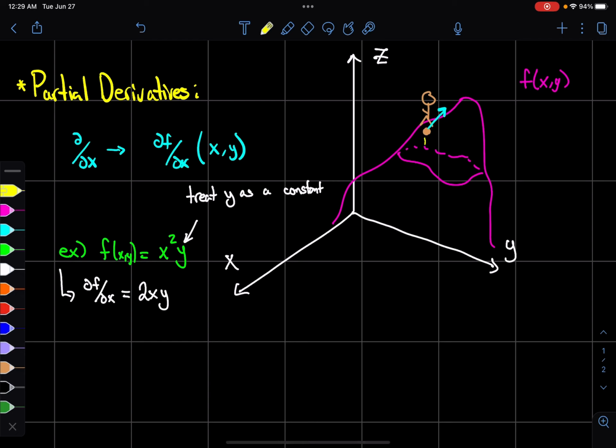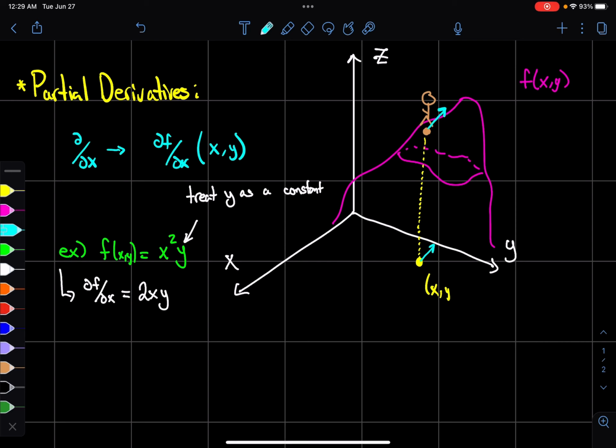At this point, where I'm standing on my mountain, let's say it corresponds to this particular x and y value down here on the xy plane. Well, if I want to know the steepness going in the x direction, so see if I can make a better drawing than that. I want to go in this direction exactly.